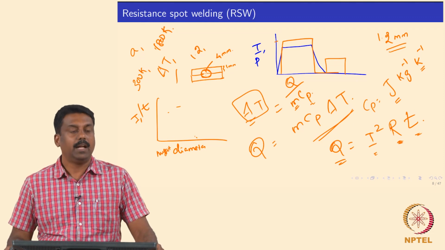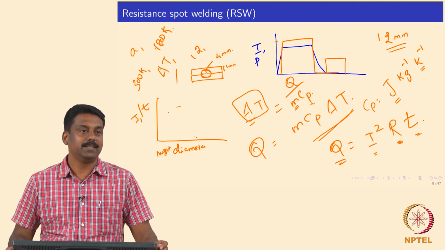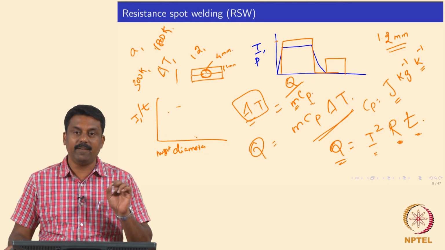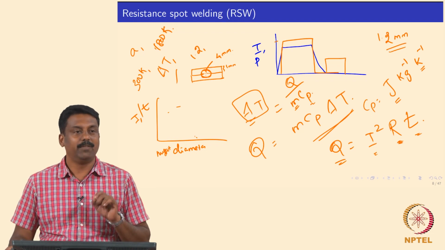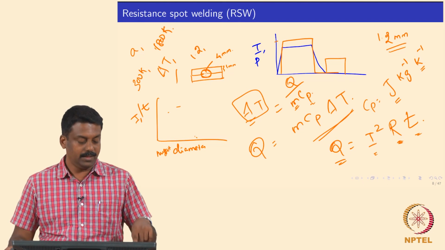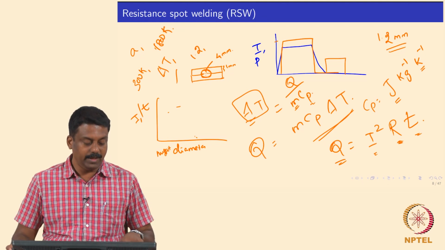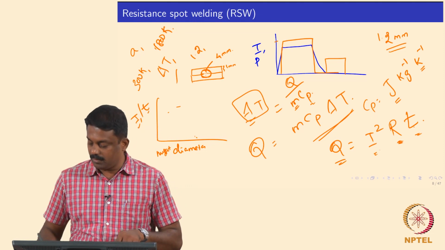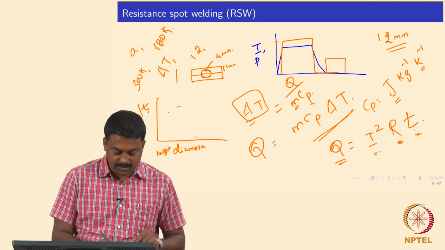This is for a given thickness, because if you change the thickness, M changes, and then this curve will change. Likewise for a given material, because if you change the material, Cp changes. So, by fixing the thickness and Cp, we can develop weld nugget diameter as a function of current. By fixing the time we can get the current, or by fixing the current you can get the time, because those two are independent variables. Clear? The curve generally looks like this.